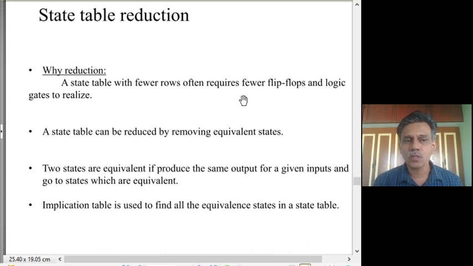So two states are said to be equivalent if for a given input both these states lead to the same next state, and this has to be true for every possible input condition. For example, A and B are two states. If the input 0 is given, both of them go to C, and if input 1 is given, both of them go to D, then A and B, from the next state transition perspective, are equivalent.